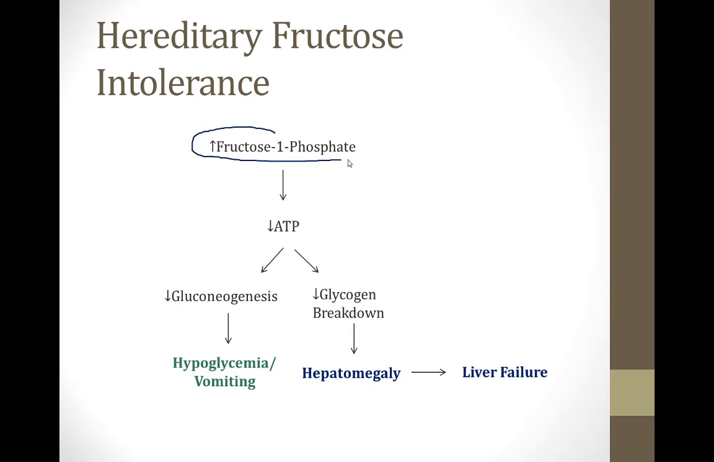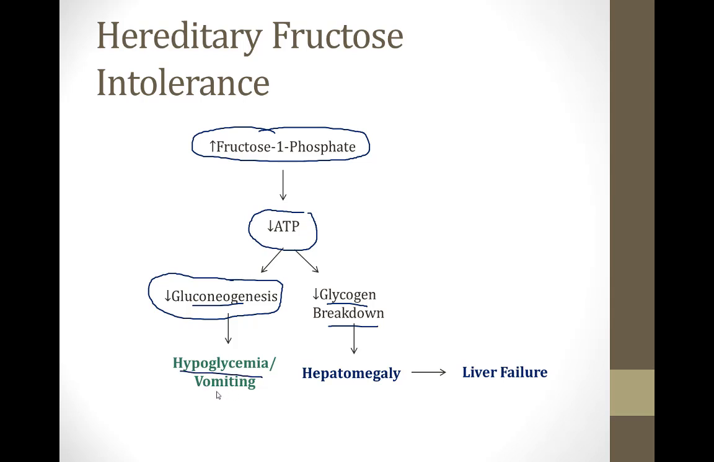There is an increased level of fructose 1-phosphate because the fructose is stuck at that step of metabolism. This depletes liver cells of ATP, and you need ATP for gluconeogenesis and glycogen breakdown. So as a result of depleted ATP, you cannot perform gluconeogenesis properly, and people with this disorder get hypoglycemia and vomiting, especially after meals containing large amounts of fructose. They also have decreased breakdown of glycogen, and this leads to hepatomegaly, and this can lead to liver failure.